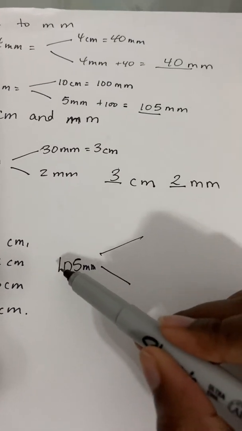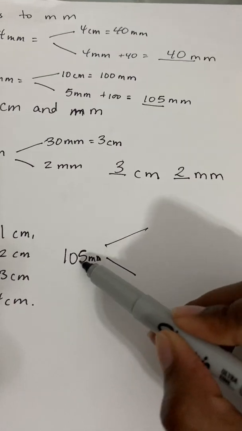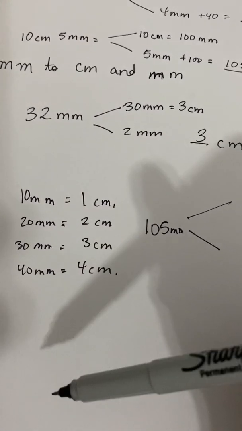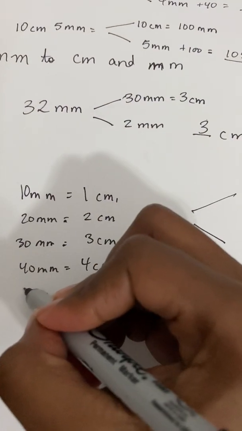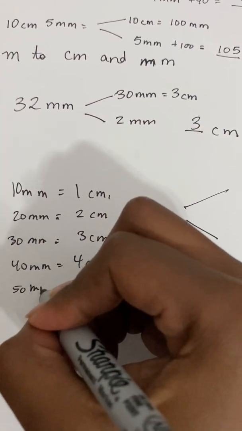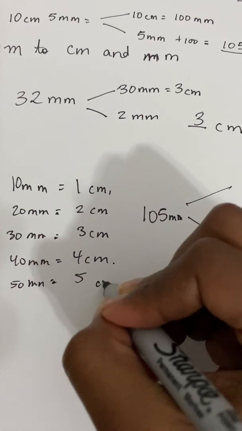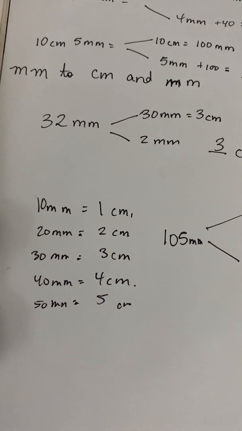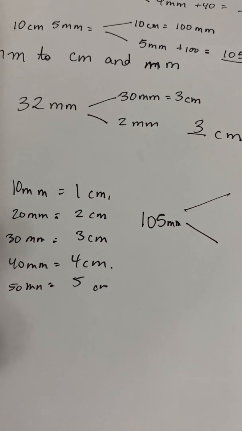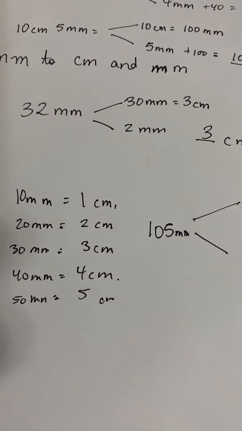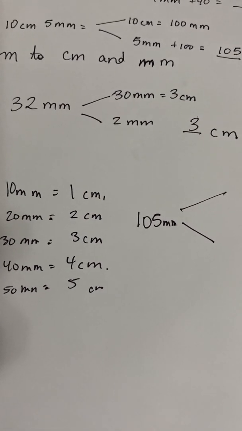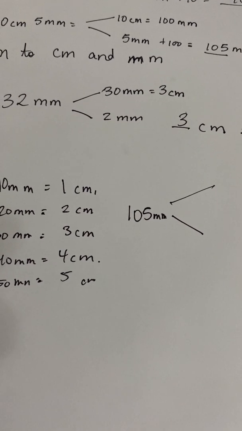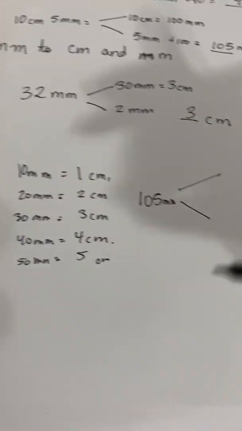So I already know that 100, if I would continue this and you use your 10 times table, you would see that 50 would equal 5, 60 is 6, 70 is 7, 80 millimeters is 8 centimeters, 90 millimeters is 9 centimeters, 100 millimeters is 10 centimeters. So if you continue, you can see.